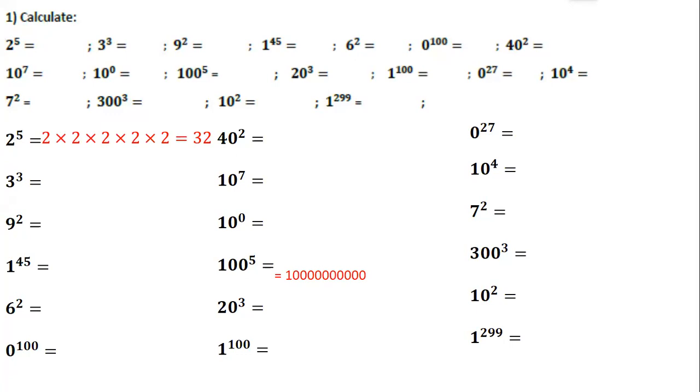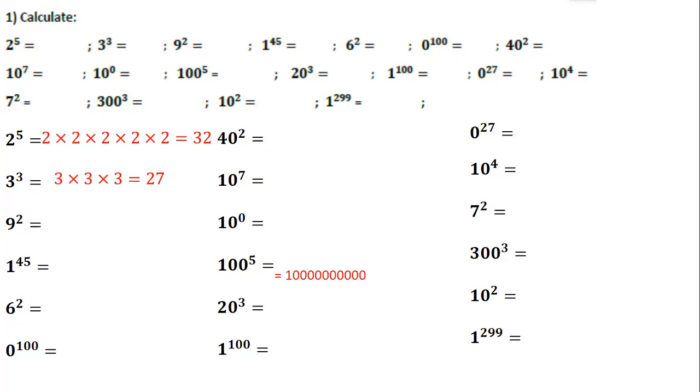Thank you, Asil. I move to Angelina again. Yes, Angelina. 3 cube, write it as a multiplication sentence, please. 3 times 3 times 3. Well done. So the answer is 3 times 3 times 3. It's equal to 27.